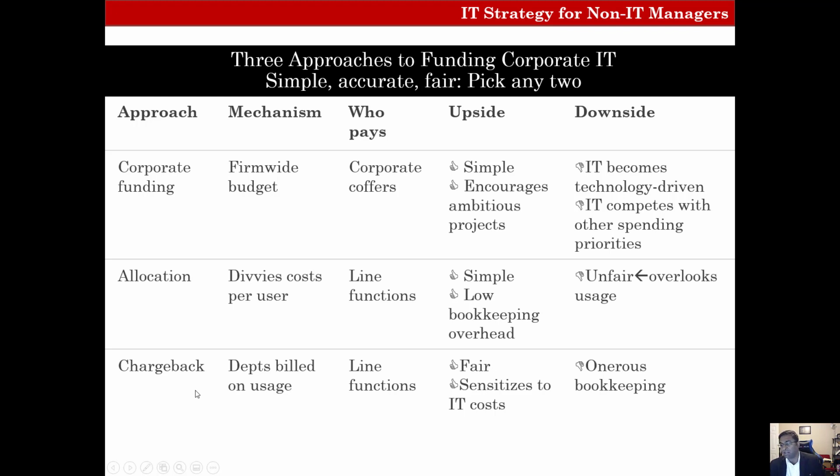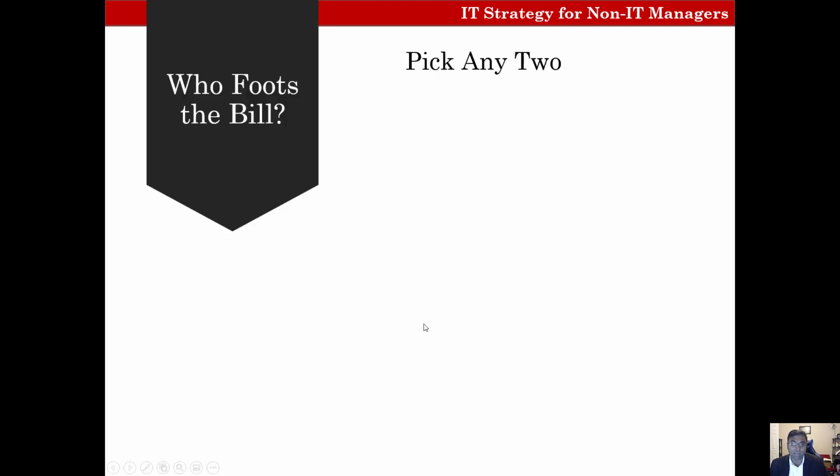Finally, we have the chargeback system that charges line functions for actual usage of IT costs. This approach is fair because your line function is charged for what it uses. It sensitizes managers to how much IT is costing their department. Its downside is huge bookkeeping, and it gets complicated to actually measure it. So chargeback is fair and accurate, but not simple.